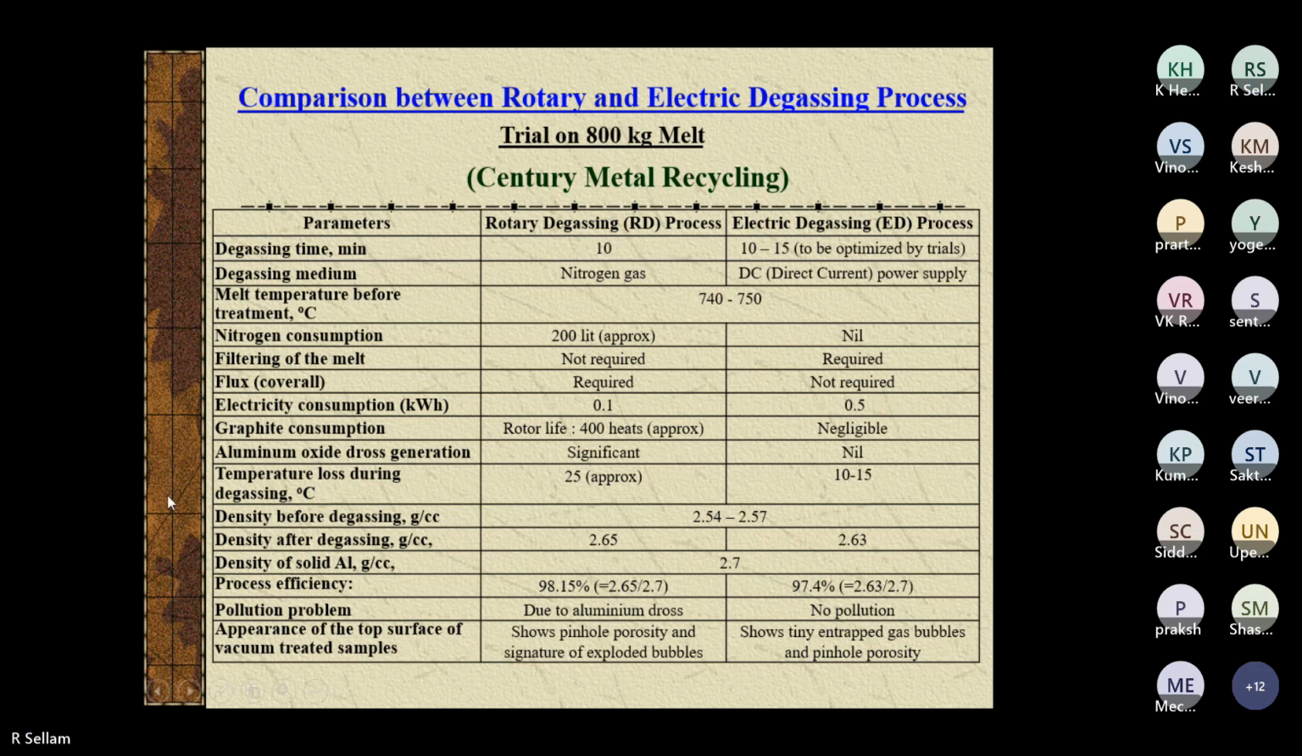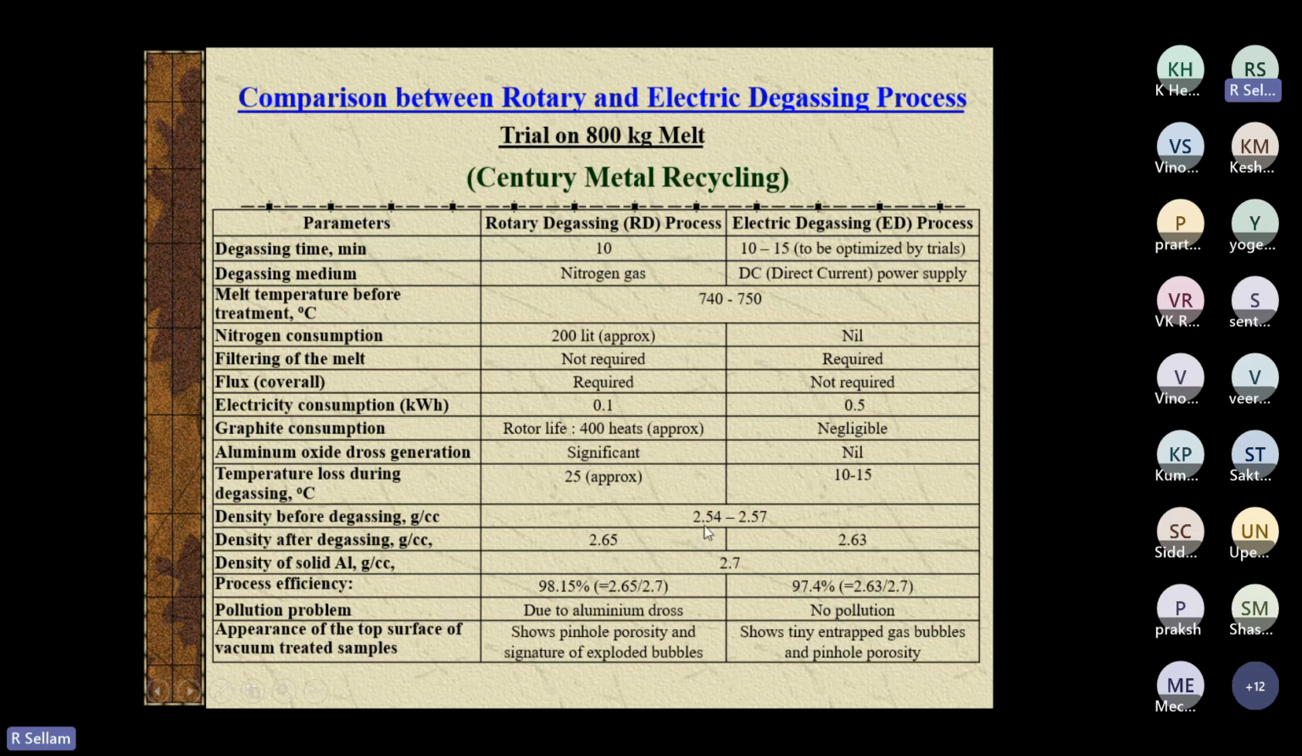kilowatt hour. The graphite consumption through the rotor is around 400 heats, but in our case it is negligible unless you break it by accident. Aluminum oxide dross formation is significant in rotary degassing, but in ours it is nil. Temperature loss during degassing is around 25 degrees centigrade. In our case, 10 to 15 degrees centigrade.